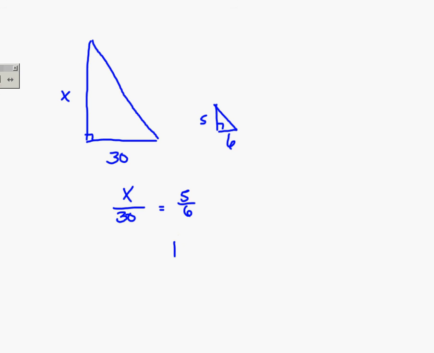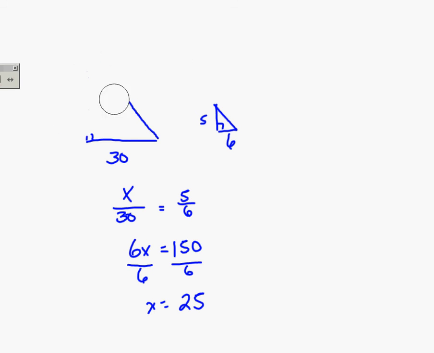30 times 5 is 150. 6 times x is 6x. I have to divide both sides by 6. X equals 25. So the height of the statue would be 25 feet.